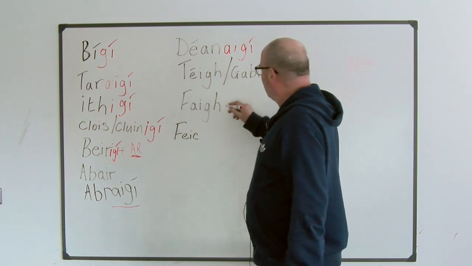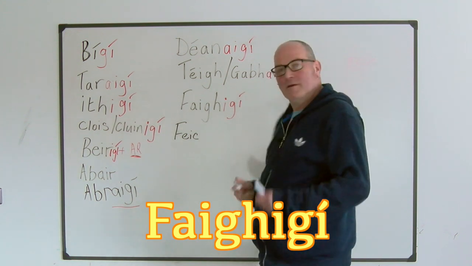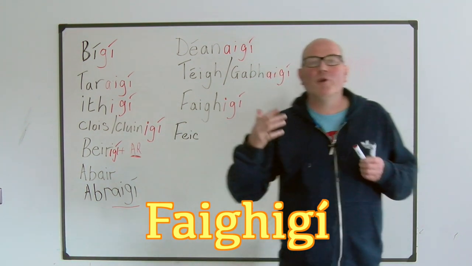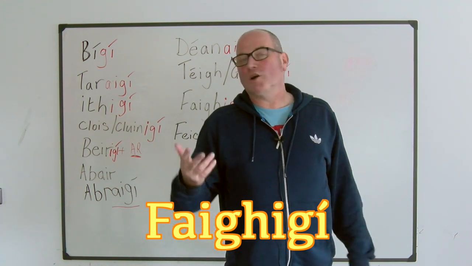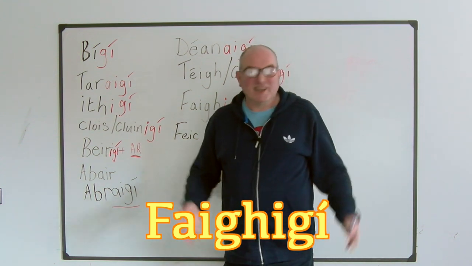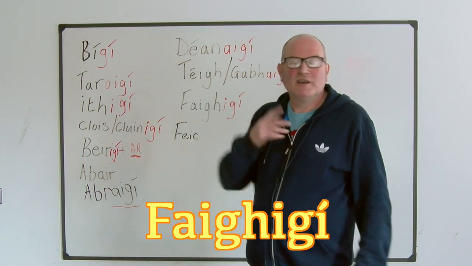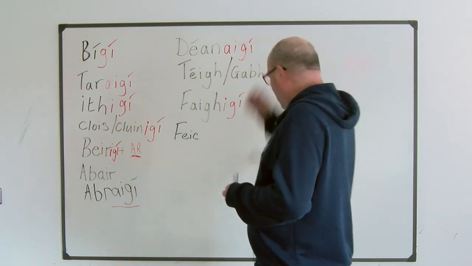This one. Faigi. Faigi bruntinish do. Get presents for me. Talking to more than one person. That maybe your kids are going out somewhere and you're saying, faigi bruntinish do. Get presents for me, just for the crack when you want to say them.